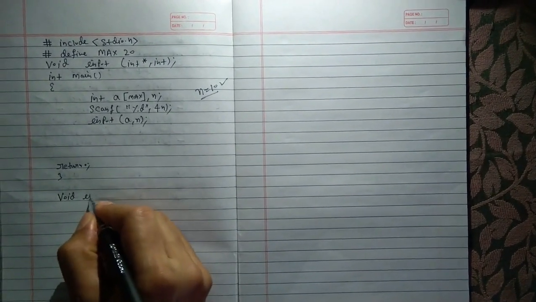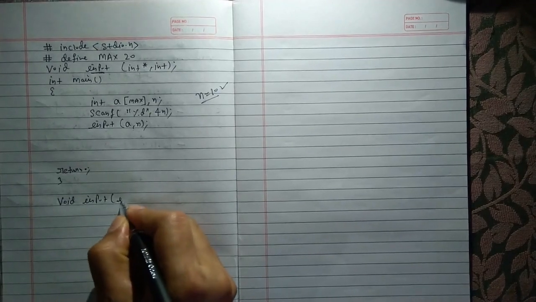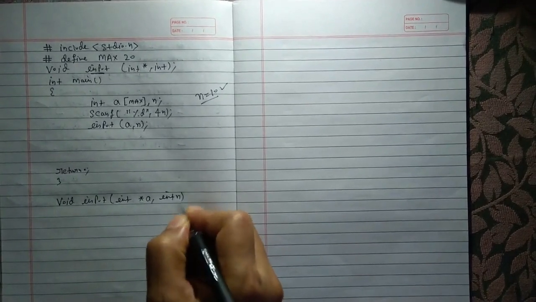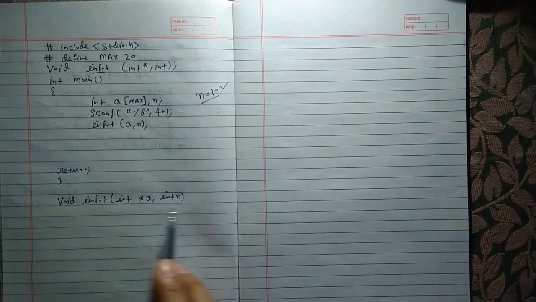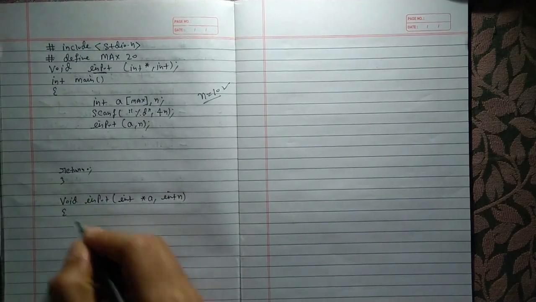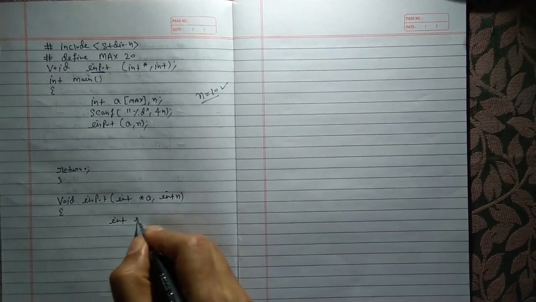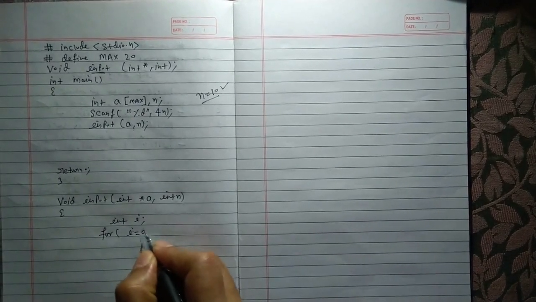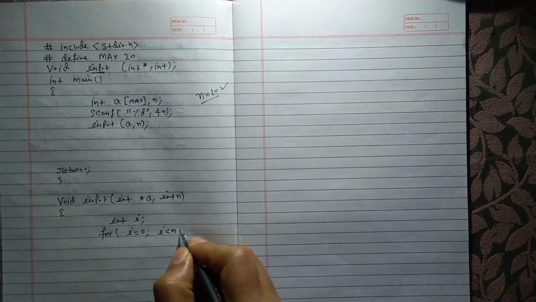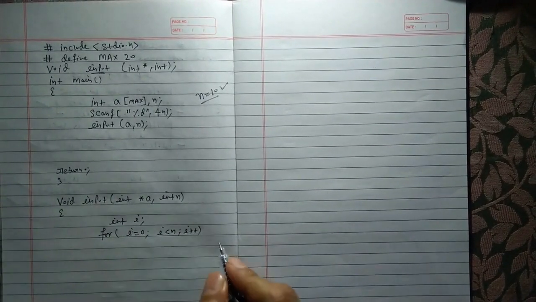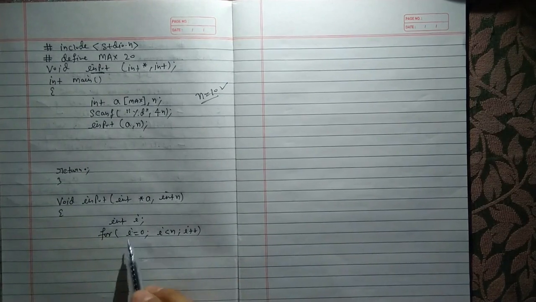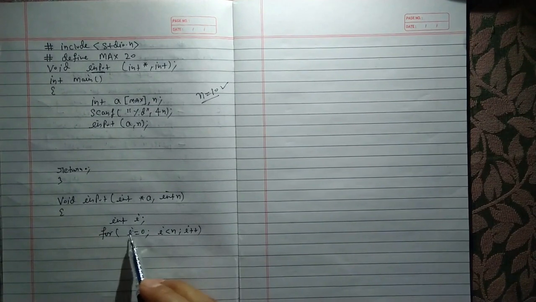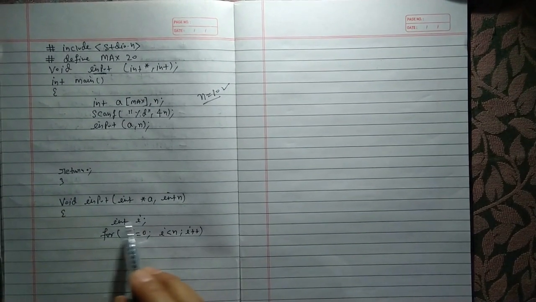void input, int asterisk a and int n. Same thing we have written and this is the body of this function. Then I am writing int i. We have used the for loop, i equal to 0, i less than n and i plus plus. This is the for loop. For the initialization, we have initialized i, which is of integer type. We can also write int i here, int i equal to 0. No need to take up more space.